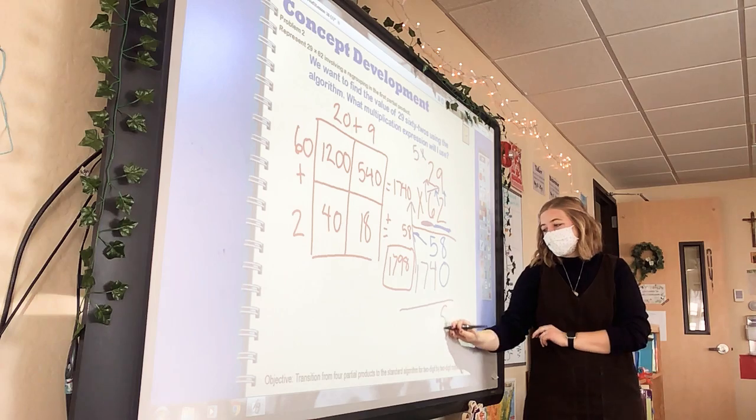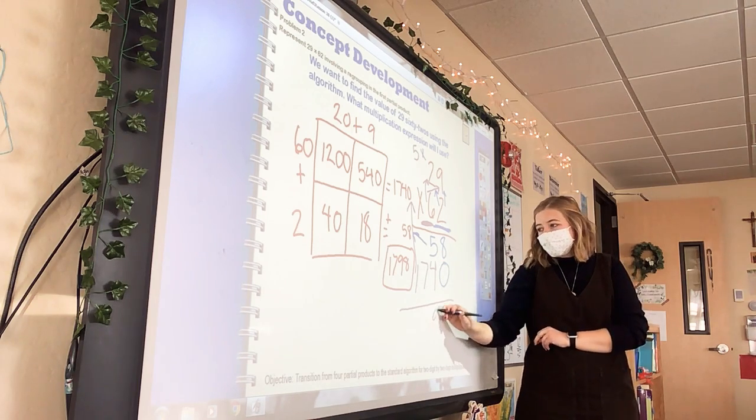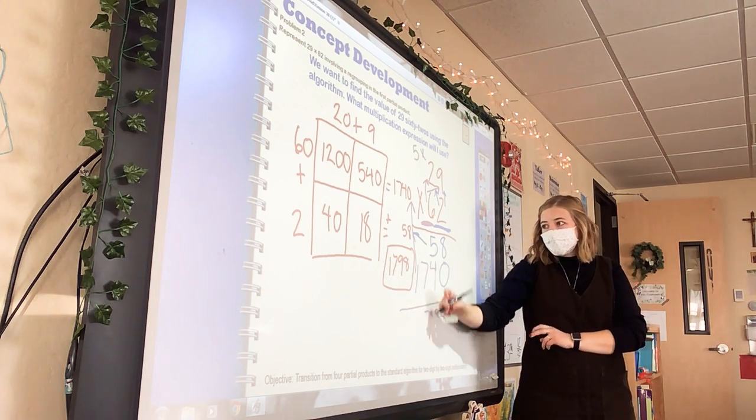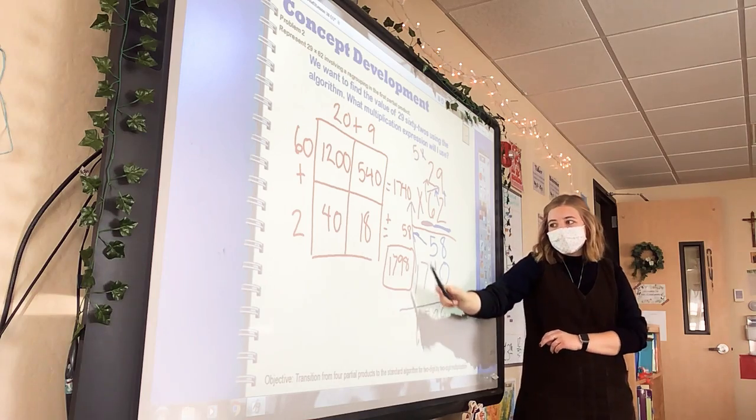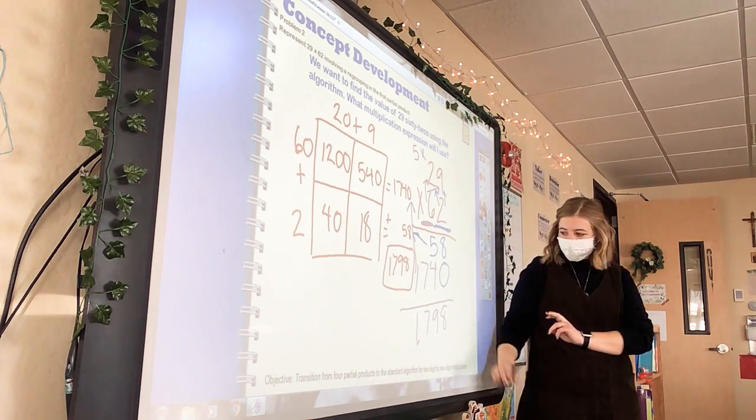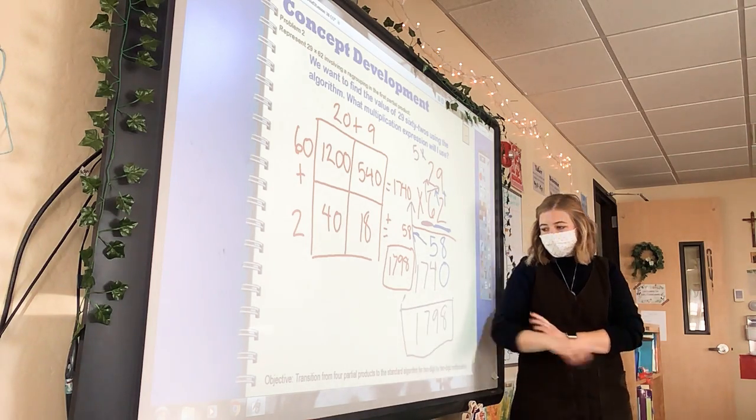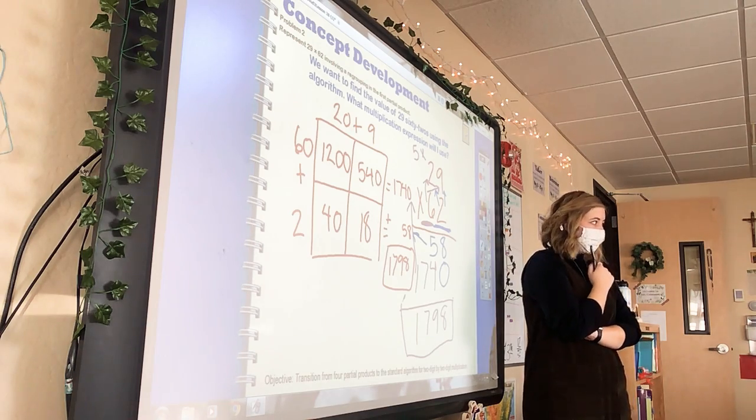8 plus 0 is 8. 5 plus 4 is 9. 7 plus 0 is 7. 1 plus 0 is 1. Did I get the same answer from my area model? Yes, then I am good. Okay? All right. Yes, add this.